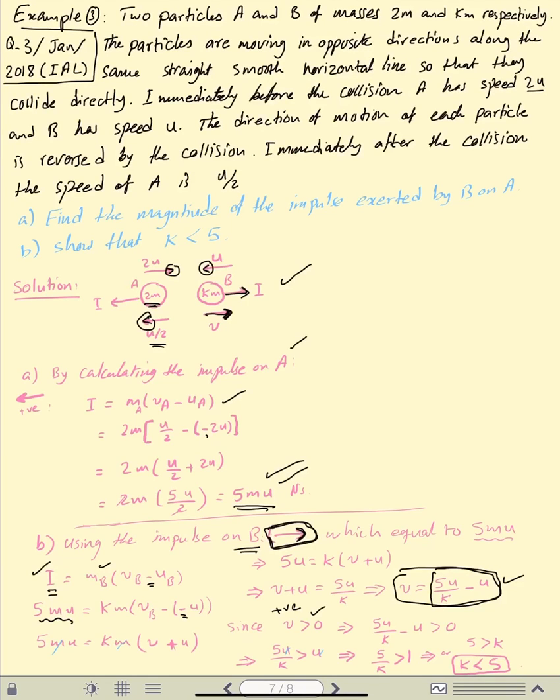So this implies that 5u over k minus u is greater than 0. By adding u to the other side, 5u over k is greater than u, with u cancelling. So 5 over k is greater than 1. This implies, at the end, k less than 5, which he wants from us to show.